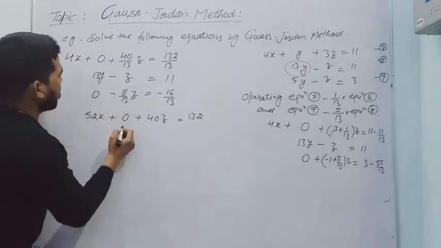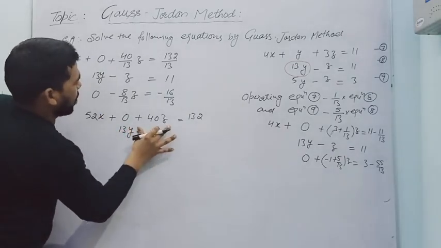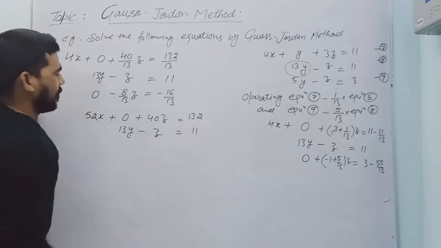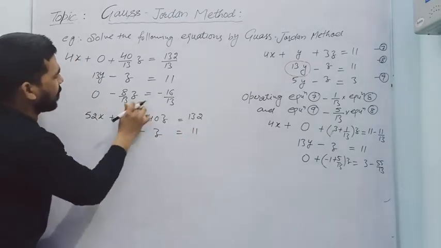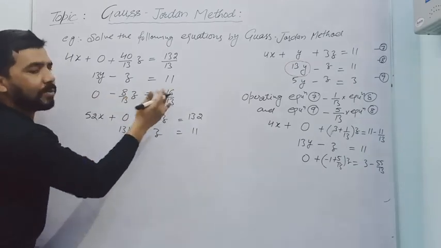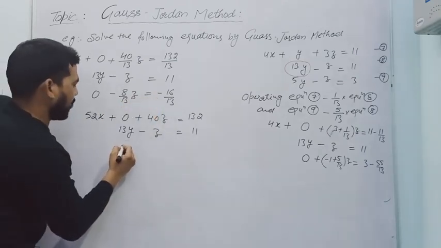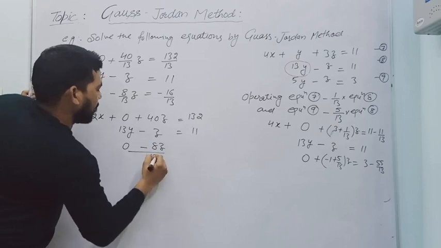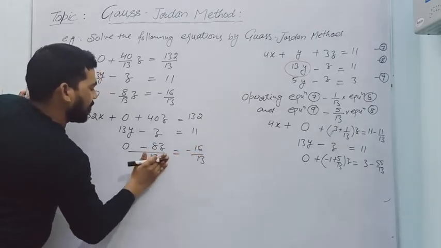Now the next equation is 13y minus of z is equal to 11. Alright, now after that I got minus 16 by 13. This is 0. When I take the LCM, 0 minus 8z is equal to minus 16 divided by 13, and here it is also 13. So I will say that it will be 0 minus 8z by 13, and here is minus 16 by 13. So what I will say that 13 will be cancelled out.